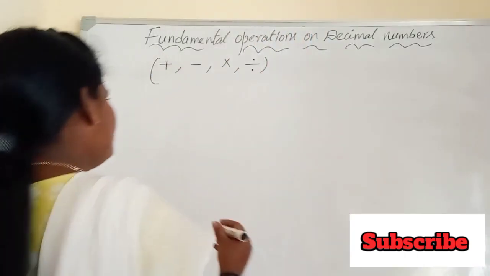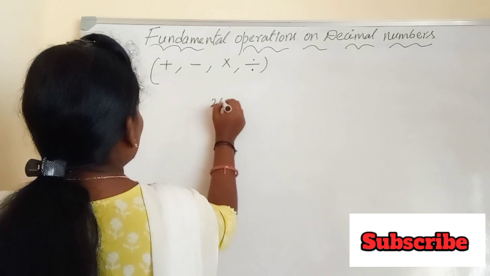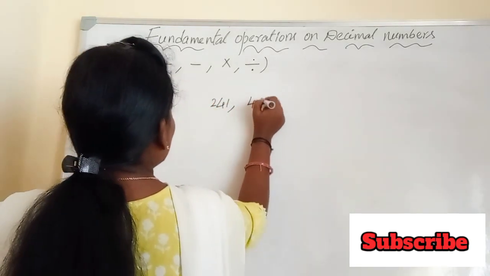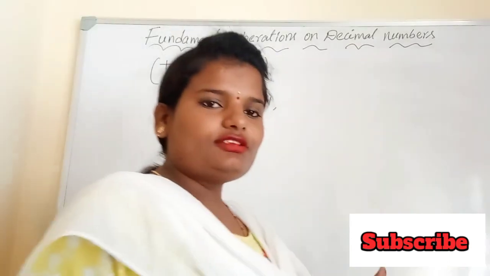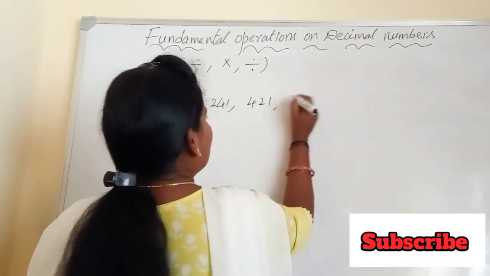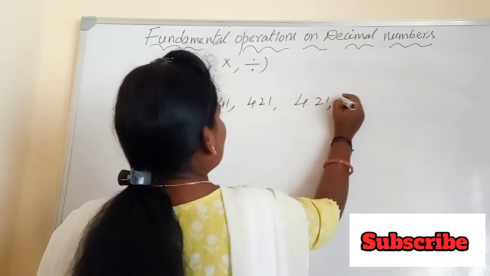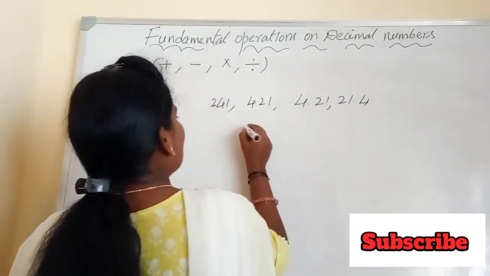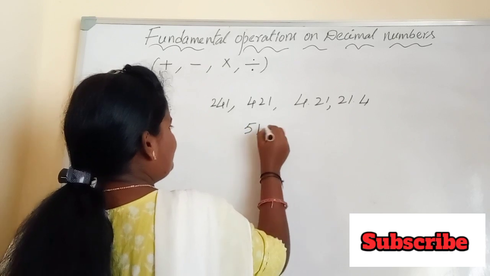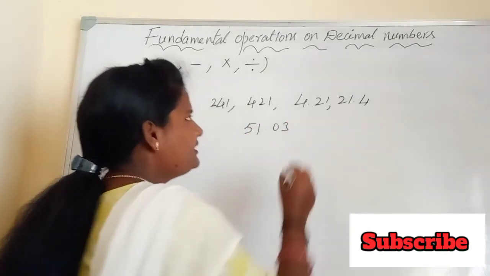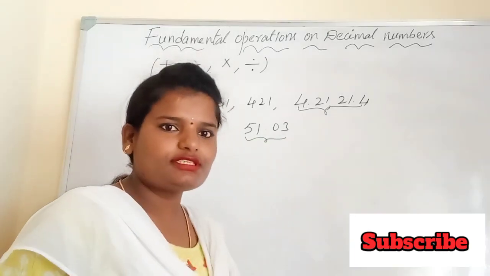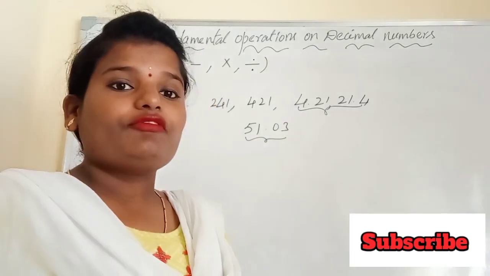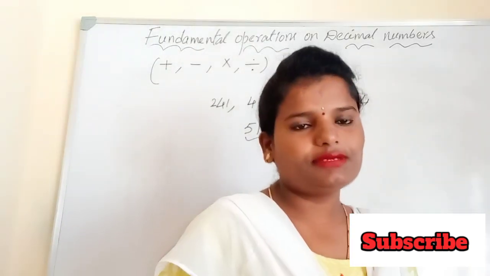Here you know these numbers we call integers, right? If you observe, there is no point. Now if we take numbers like 4.21, 21.4, 51.03, these are the decimal numbers. Okay. Now, how to do fundamental operations on decimal numbers, we will see.